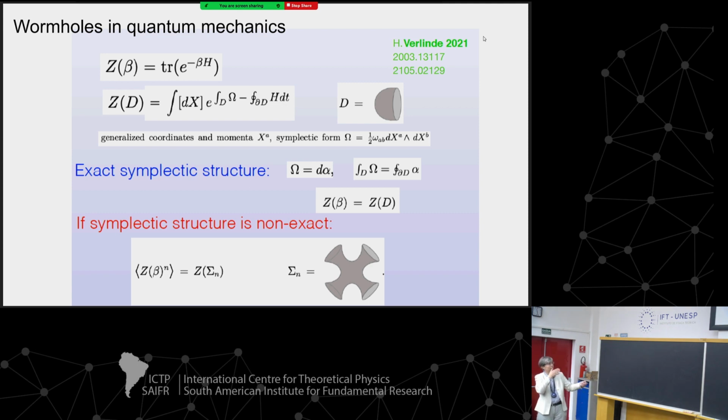And the point is that the partition function can be written as a path integral over the disk, this geometry here, over all of these coordinates of the phase space. There's one term that involves the symplectic form, and then there's a boundary term over the thermal circle, which involves the Hamiltonian. Now, if the symplectic form is exact, which means that you can write it as an exterior derivative of some other form, then you can use Stokes' theorem. And then the path integral over this manifold reduces again to the partition function that we have here.